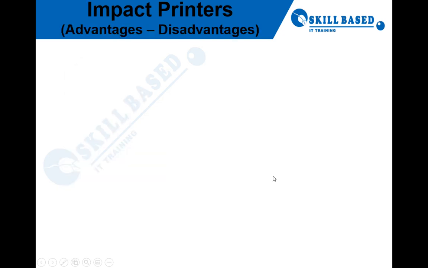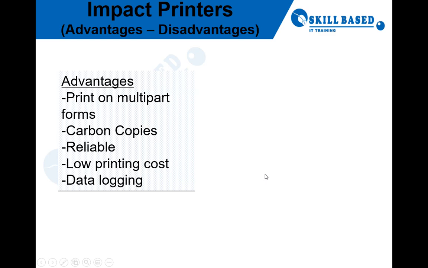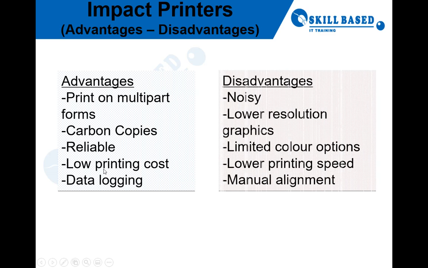So what are the advantages and disadvantages of impact printers? Number one, you can print on multi-part forms. Number two, you can have a carbon copy. As I said, you print on the first page and it inks on the second page, so when you remove the first page, you have two copies. It's reliable. Why? Because they leave hard copies. Also lower printing costs, lesser maintenance, and they are usually used for data logging.